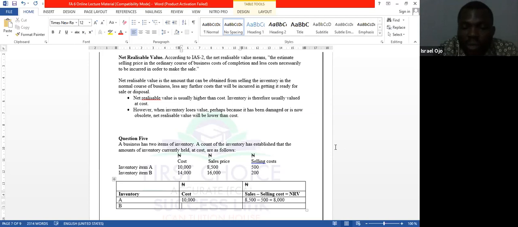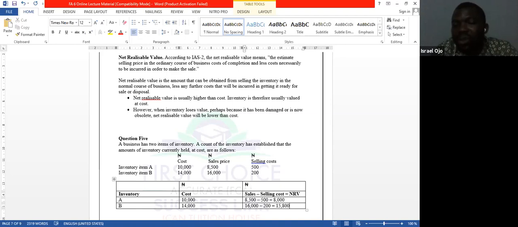So this one is 14,000. And that is 16,000 minus 200. That should give us 15,800. Now, we have our cost. We have our NRV. Now, we need to check the two together. If our cost is 10,000, our NRV is 8,000. It means that the lower figure is the net realizable value.